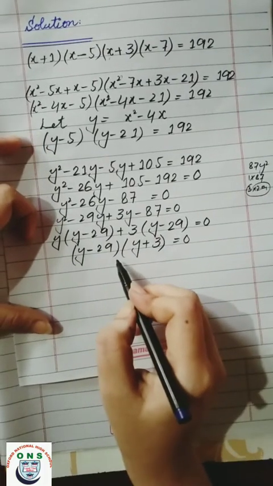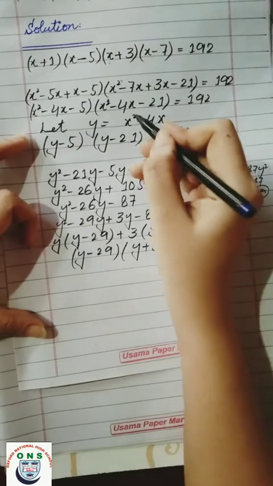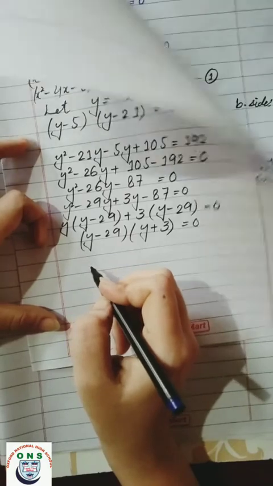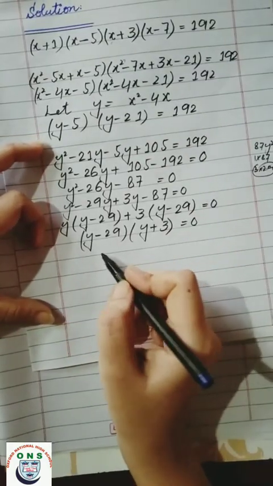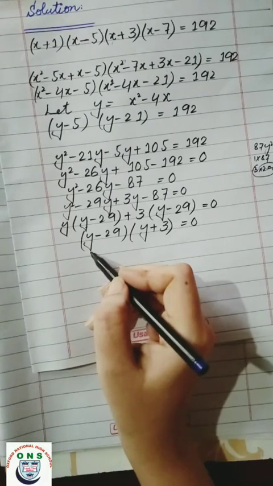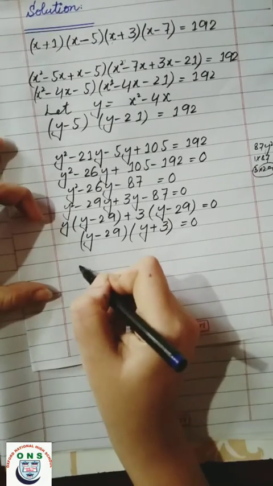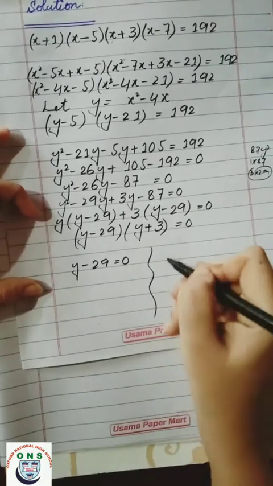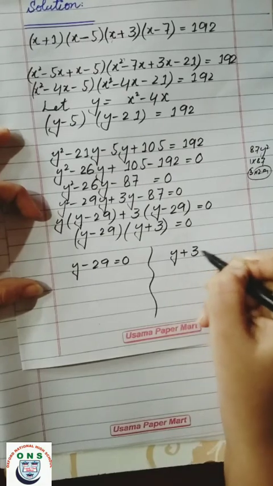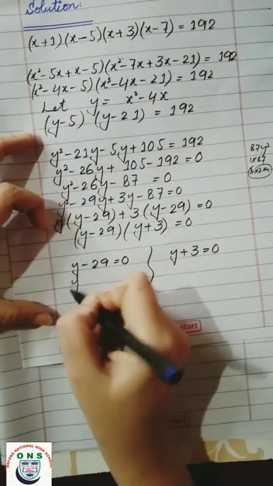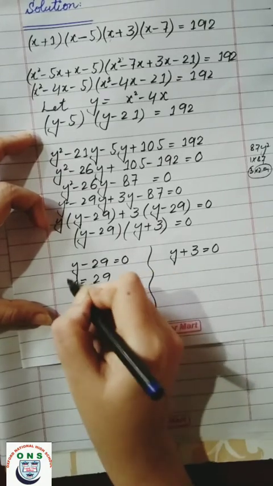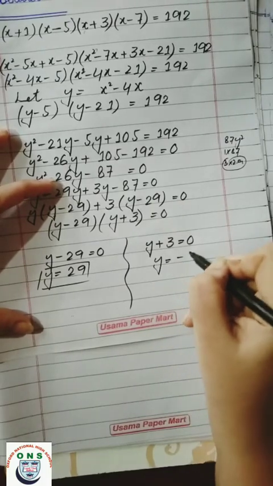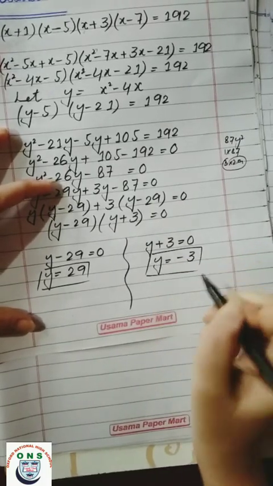The multiplication of both these values is equal to 0. That's why we can take both one by one equal to 0, and we have to place the value as well, because we have to find the x terms, not y terms. Y minus 29 is equal to 0 and y plus 3 is equal to 0. So y is equal to 29, fine, and y is equal to minus 3. Clear, students?